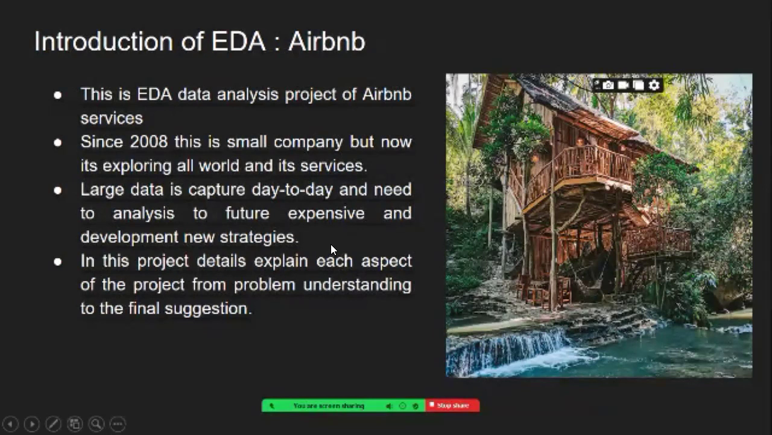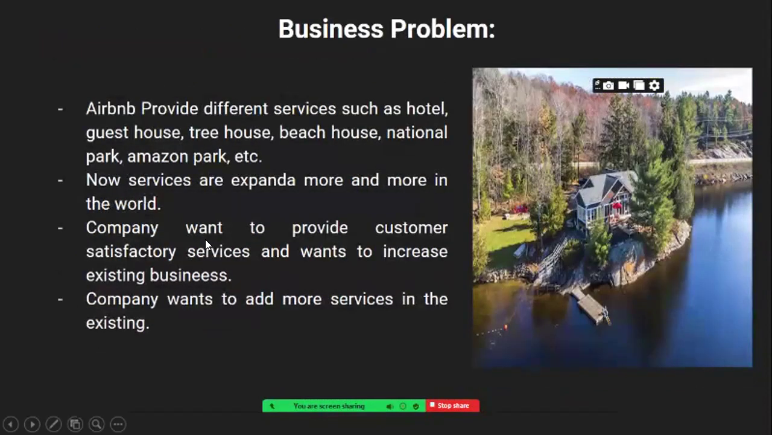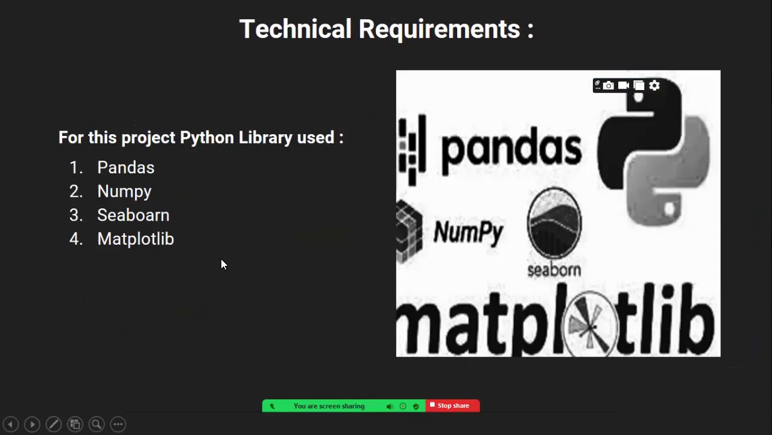The company wants to improve their revenue based on data analysis. So let's see the business problem. Airbnb provides different services such as hotels, guest houses, tree houses, beach houses, national parks, and Amazon parks, where people can enjoy their holidays. This company provides services worldwide. The company wants to provide more satisfaction in the services and increase their revenue based on the existing services. So we will analyze this problem.